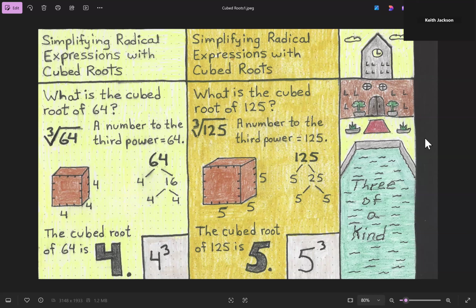In this video, we're going to learn how to simplify radical expressions with cubed roots. Now, don't run away from me, because I know it sounds hard, but I'm going to show you it's pretty easy once you take a look at these two big examples that we have for you. And so here's what we're going to do.